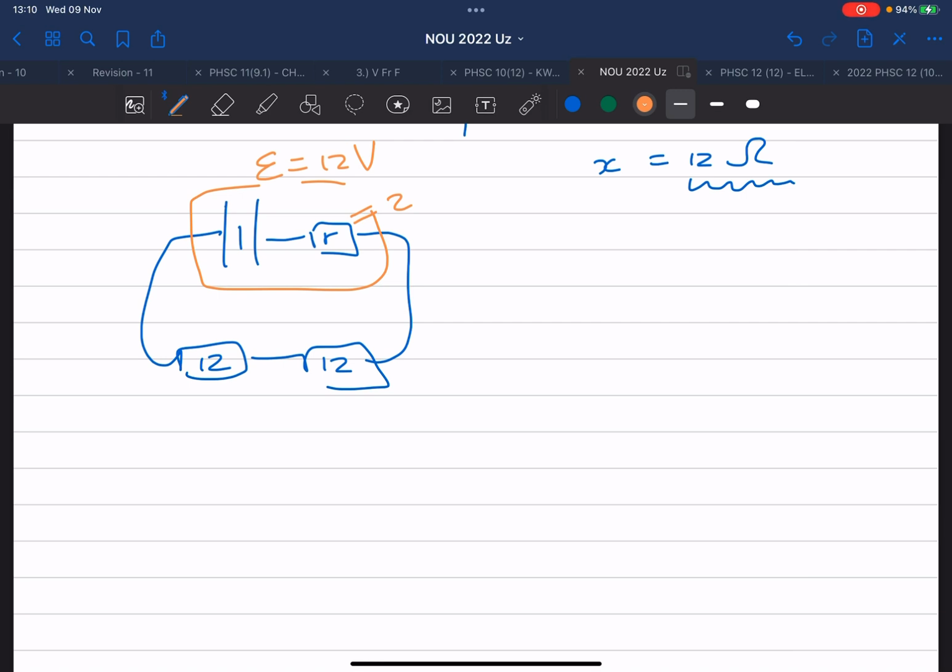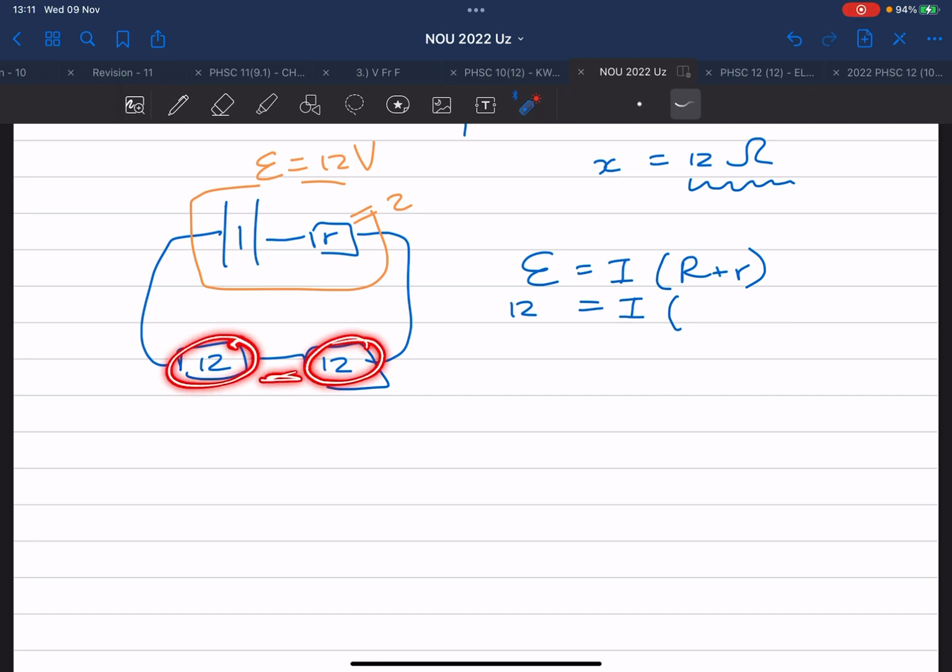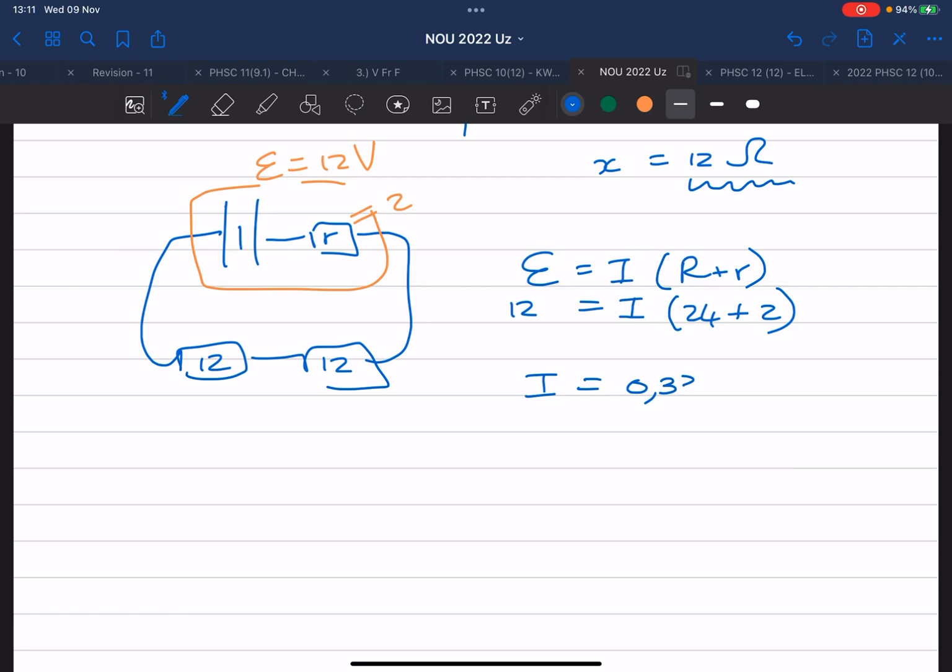Okay, so now I go to this formula again. EMF is 12. The current I want to get, the big resistance will be what? 24, because they're in series, so you just add them together. En as 2, en dan kry dit om te wees 0,33 ampere.